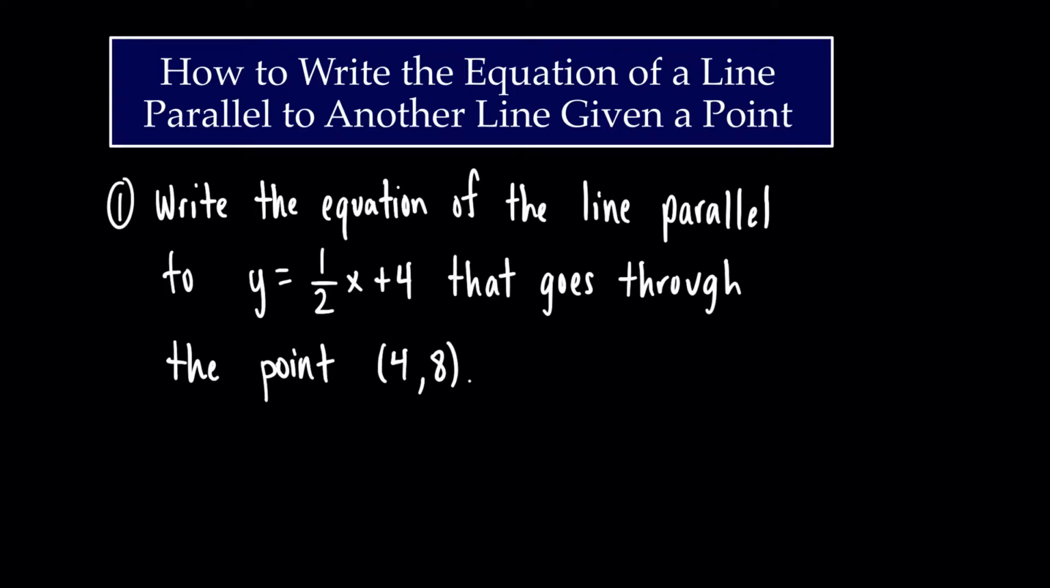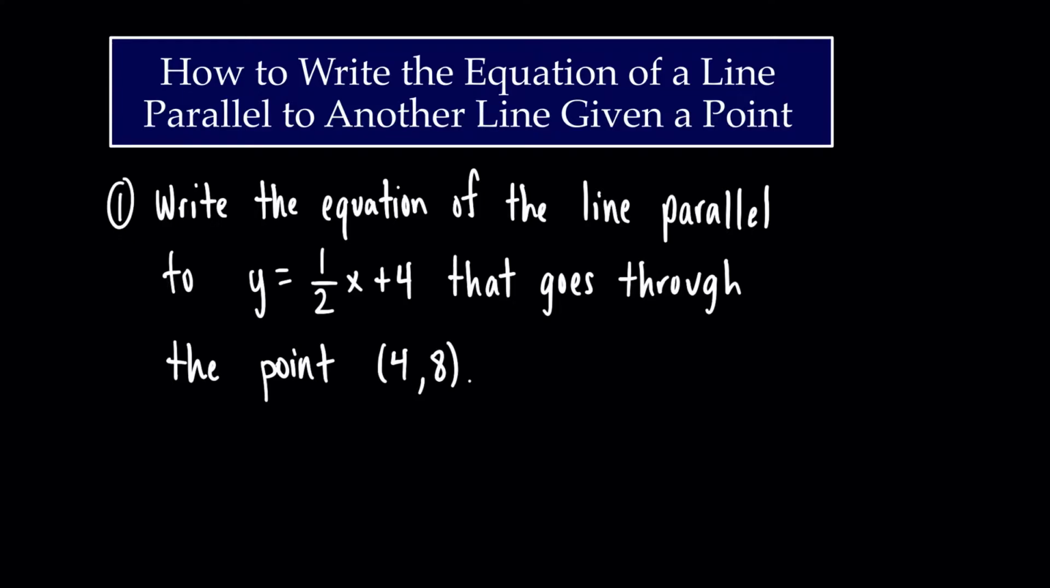All right, so we're going to talk about how to write the equation of a line parallel to another line given a point. So let's look at our first example here. It says write the equation of a line parallel to y equals 1 half x plus 4 that also goes through the point 4 comma 8.